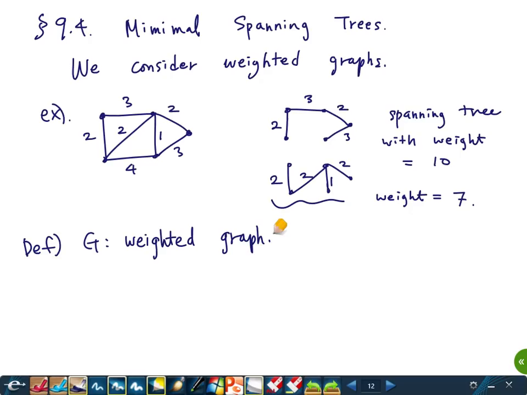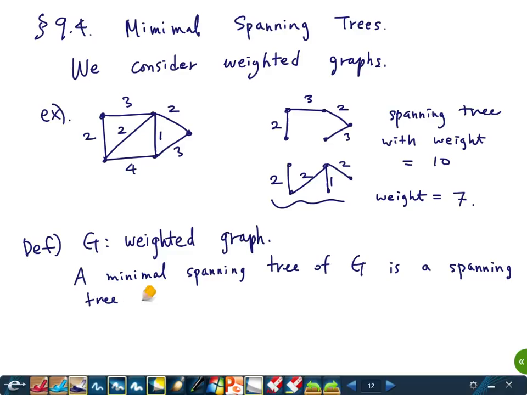A minimal spanning tree of G is a spanning tree, of course, with minimum weight. You want to find a minimum weight.